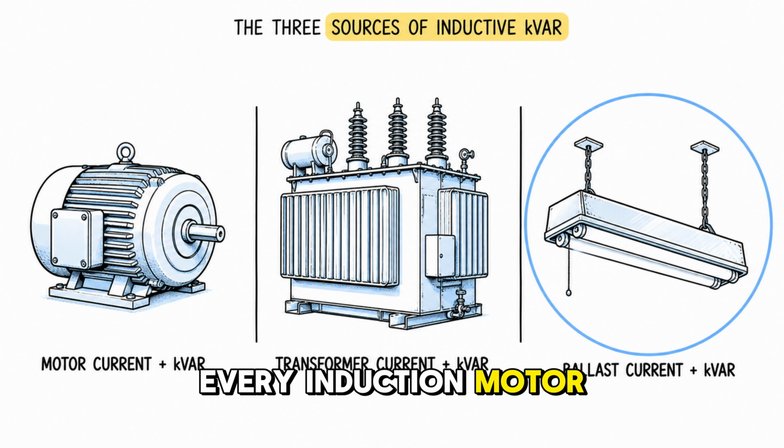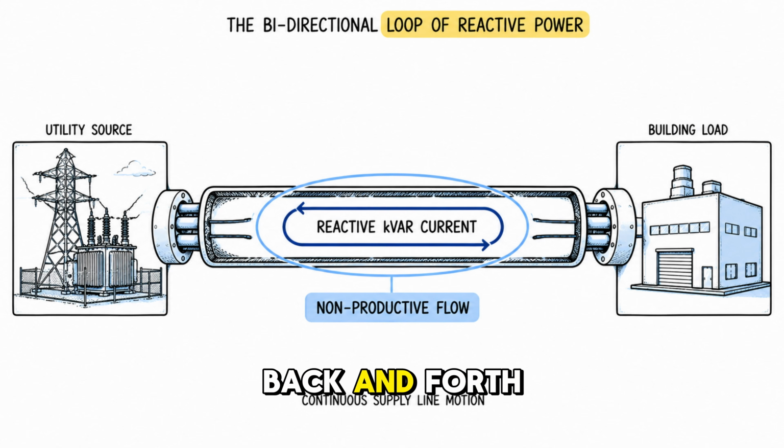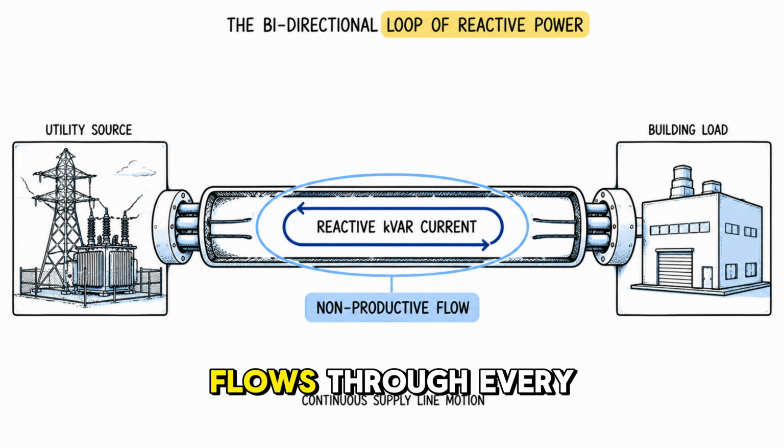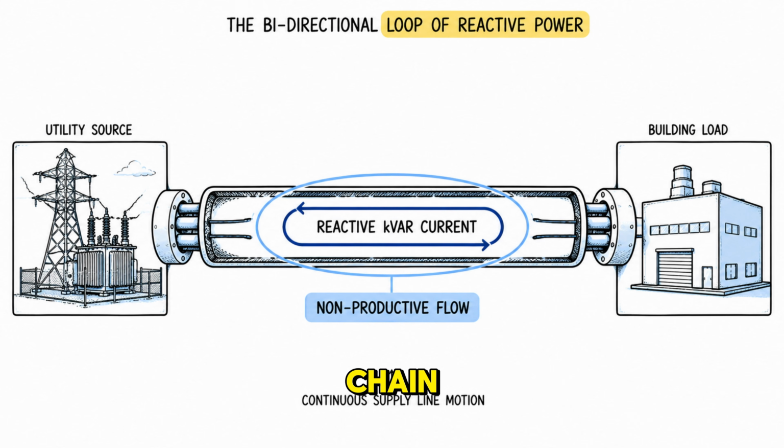Every induction motor, every transformer, and every fluorescent light ballast draws not just the current it needs to do real work, but also an additional reactive power to build and maintain its magnetic field, measured in kilovolt amperes reactive, or kVAR. This reactive power flows back and forth between the supply and the load every cycle without doing any useful work at all. Yet it still flows through every cable, every switch, and every transformer winding in the supply chain.